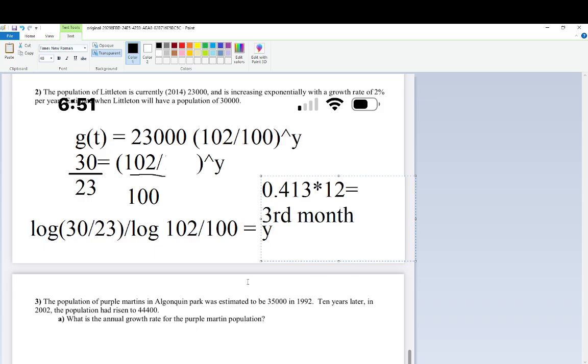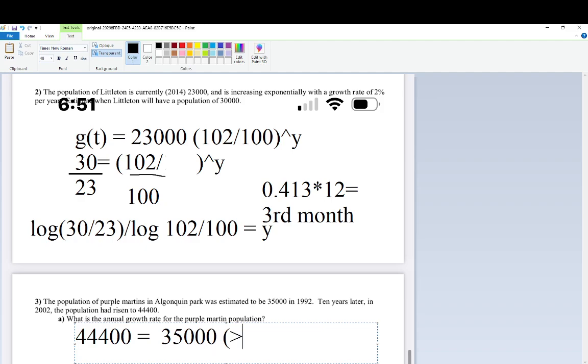The population of purple martins in Algonquin Park is estimated this in 1992. 10 years later, it's risen. So this is the final age. This is the initial age. We know it's a growth rate, so this number in here is going to be bigger than 1. And it's the power, how many years passed? 1992 to 2002 is 10 years. So it's to the power of 10.